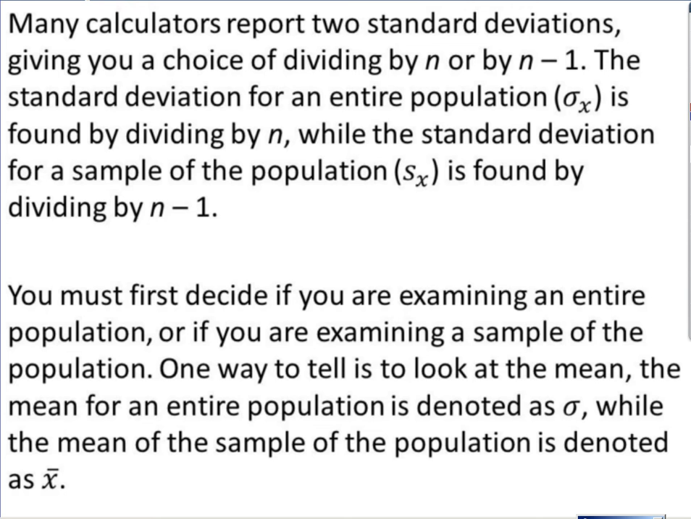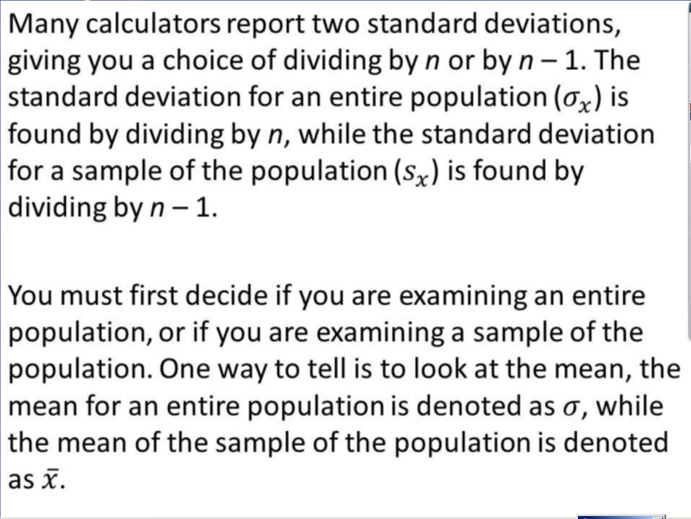Many calculators report two standard deviations, giving you a choice of dividing by n or by n minus 1. The standard deviation for an entire population is going to be sigma sub x, and that's found by dividing by n, while the standard deviation of a sample of a population, s sub x, is found by dividing by n minus 1. We must first decide if we are examining an entire population or if you're just examining a sample of a population. One way to tell is to look at the mean.